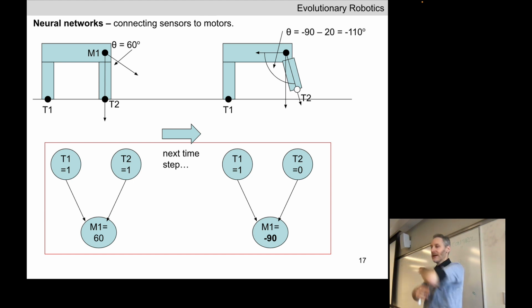So far, so good? So if this is time step t, and this is time step t plus 1, what is the robot going to do at time step t plus 2? What is it going to look like?